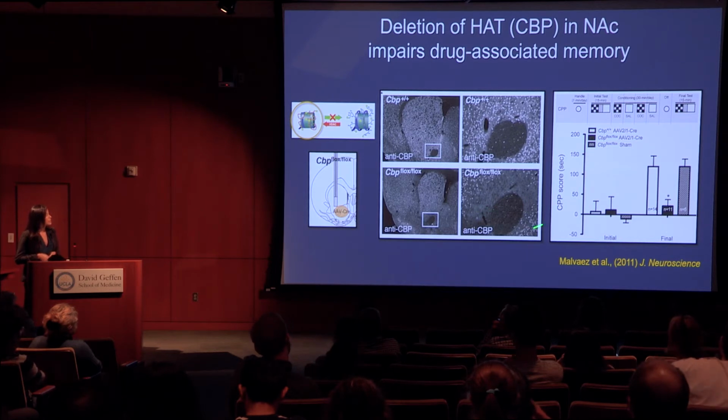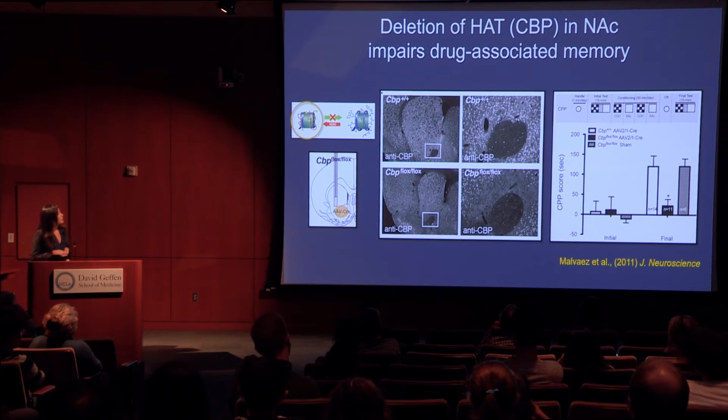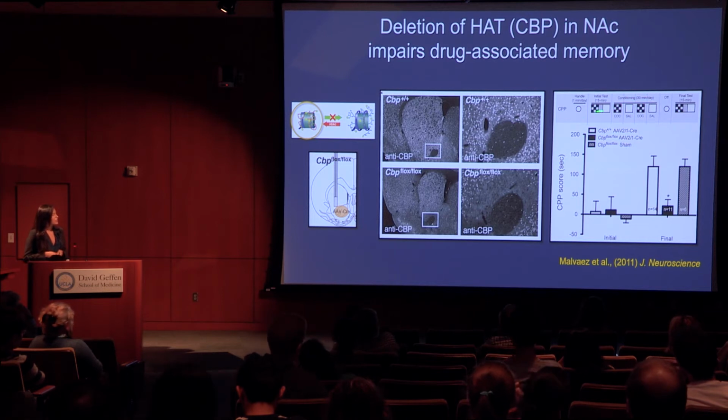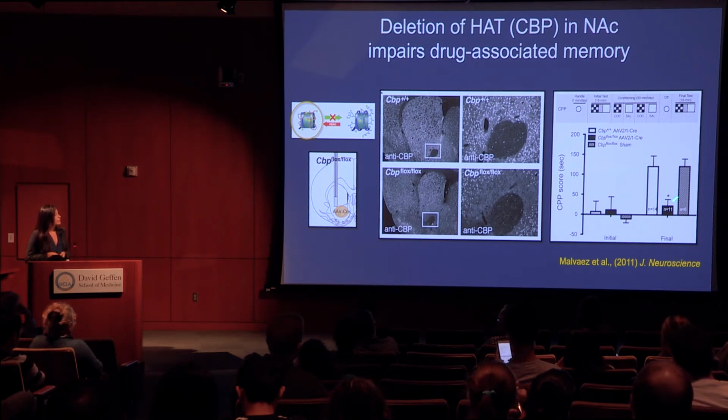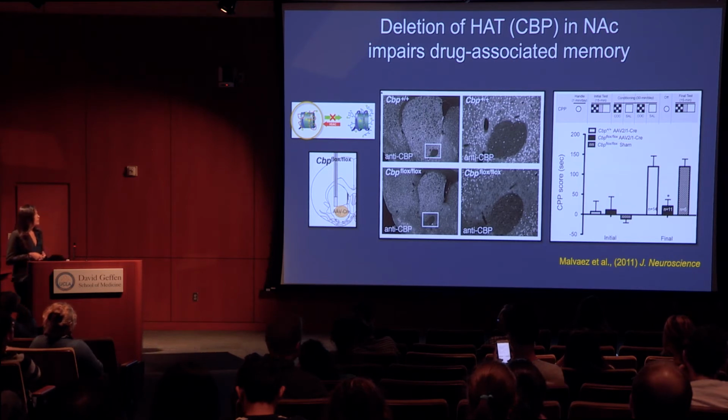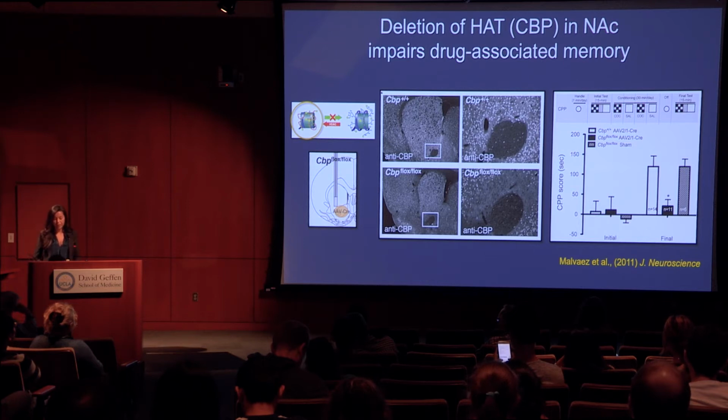And so what I did was use CBP flox mice in combination with Cre recombinase to delete CBP specifically in the nucleus accumbens. If we delete CBP, the histone acetyltransferase, we push the system to a more repressed state. When you train these animals to learn a context drug-associated memory by pairing cocaine with a specific context, the animals that have a deletion of this histone acetyltransferase are unable to form that drug-associated memory. So from this, we see that you need transcriptional activation in order to form these types of memories.